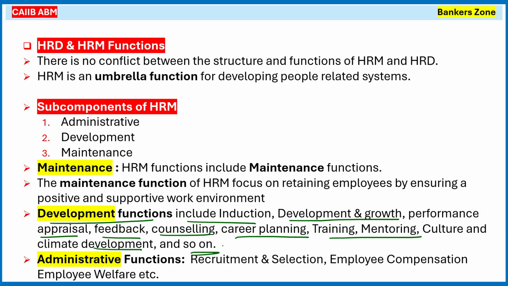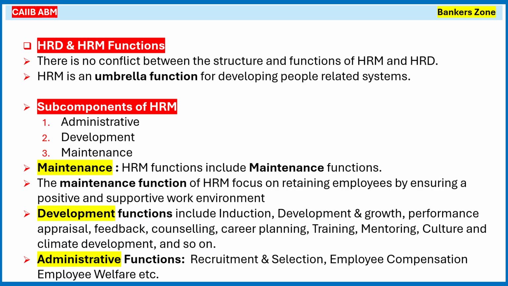We have to develop things in the organization, which include employee feedback, counseling, their career pattern, the training, their mentoring, etc. What are the administrative functions then? Simply recruitment and selection, employee compensation, employee welfare. These are the part of administrative function.